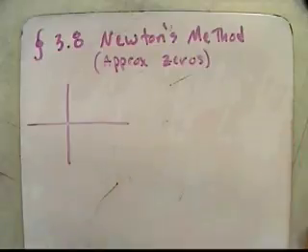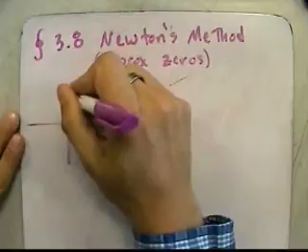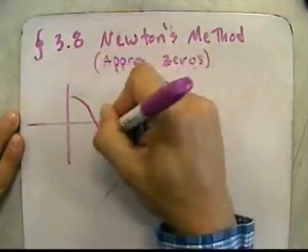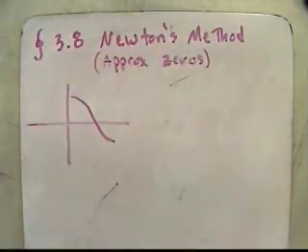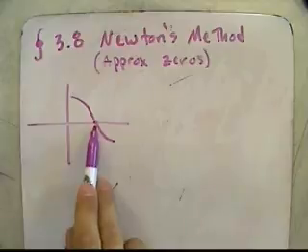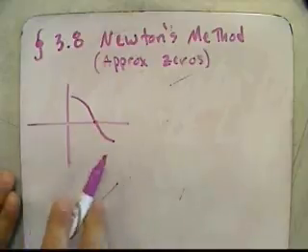So there's lots of ways to approximate zeros. Newton had a different way to go about it. He said something like this: if I have some graph, let's say it goes like this, who knows exactly what it looks like, but I want to find out where this zero is. I'm trying to find out where this graph crosses.